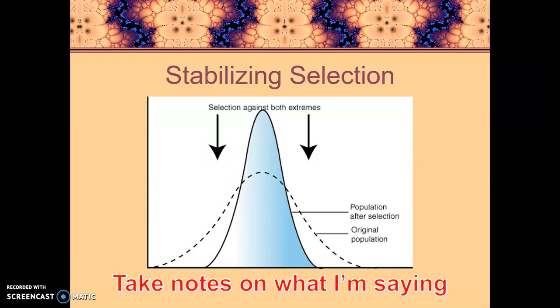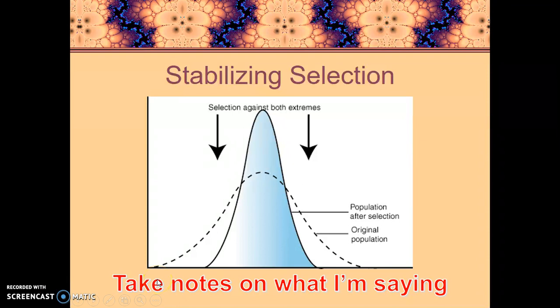So both extremes, both ends of the spectrum, are bad, and medium is good. We're stabilizing around one measurement. That's why it's stabilizing selection, because we're stabilizing in the middle. I also like to call this the Goldilocks selection, but that's just me, that's not scientific, because too little is bad, too big is bad, but in the middle is just right, just like Goldilocks liked.